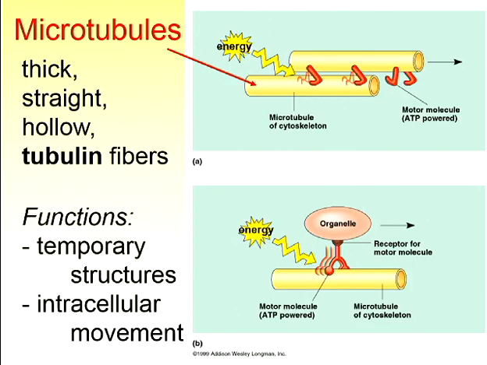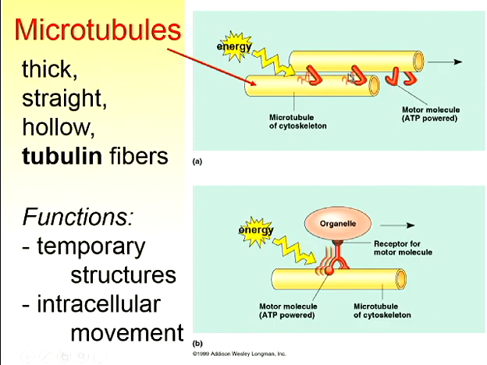ATP, our friend ATP. So that's one place where ATP is needed after it's made in the mitochondria: to move things, like to move vesicles or organelles. And the movement itself is done by motor proteins, and they use these microtubules as the highways to move along.